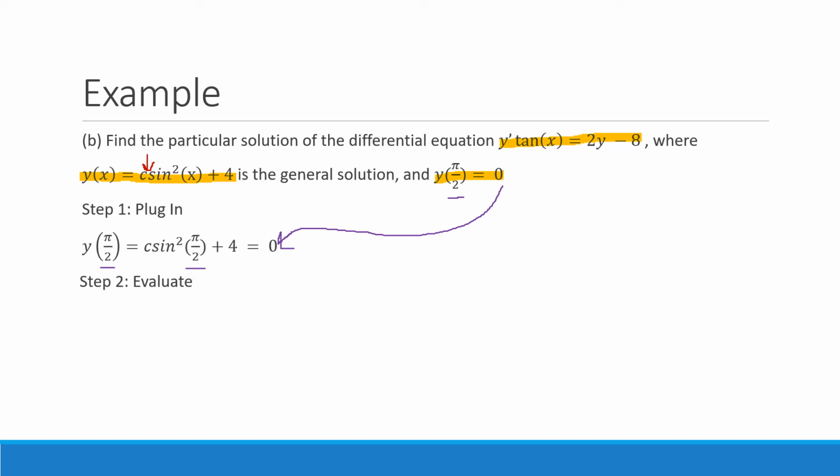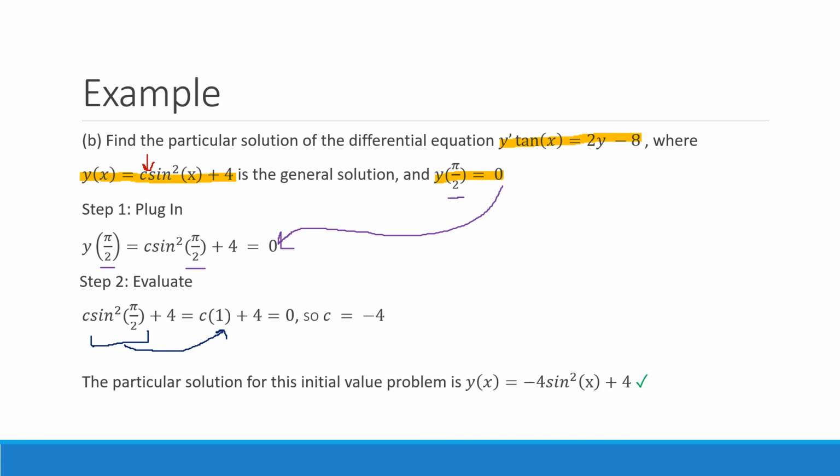If we evaluate this, we can see that sine squared of pi over 2 is equal to 1. So that's how we get this 1 here. We bring over our constant of integration, so it's c times 1, and we also bring over our 4. So we have c plus 4 equals 0. Through simple algebra, we can see that c equals negative 4. Now all we have to do is plug this into our general solution, and now we have our particular solution.